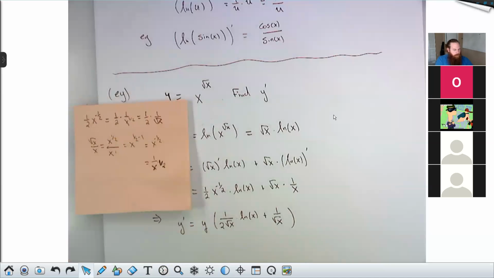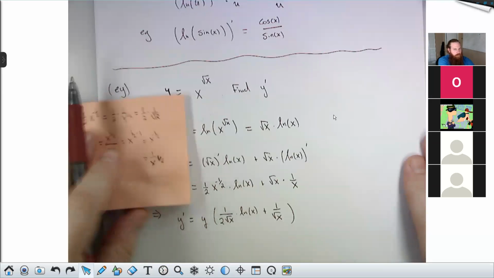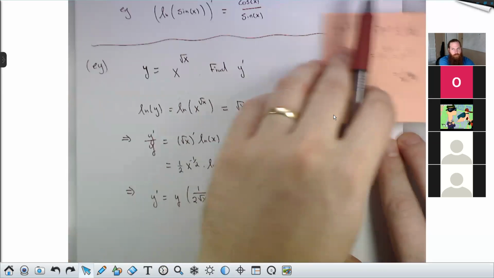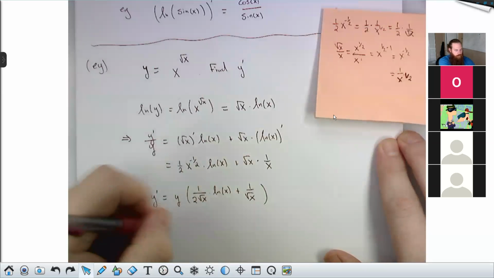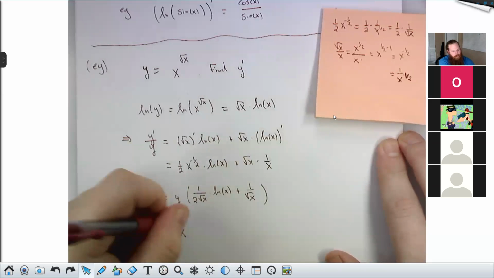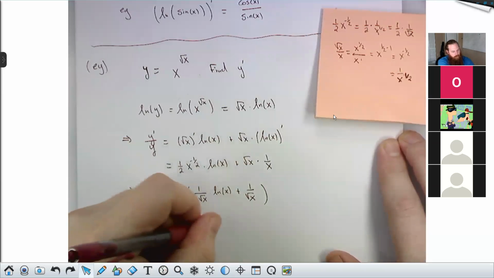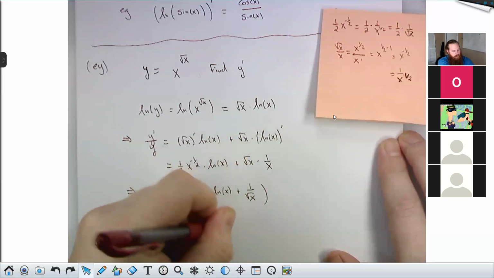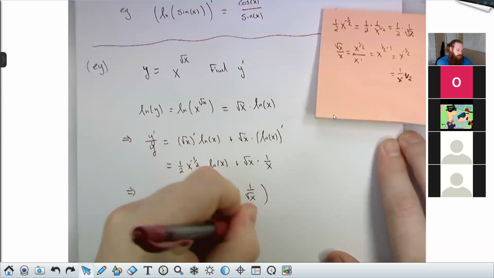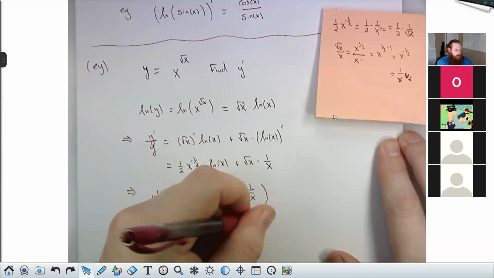And then our last step here would be to replace y by what it is. So what was y? It's x to the root x. So you have x root x times 1 over 2 root x ln x plus 1 over root x.